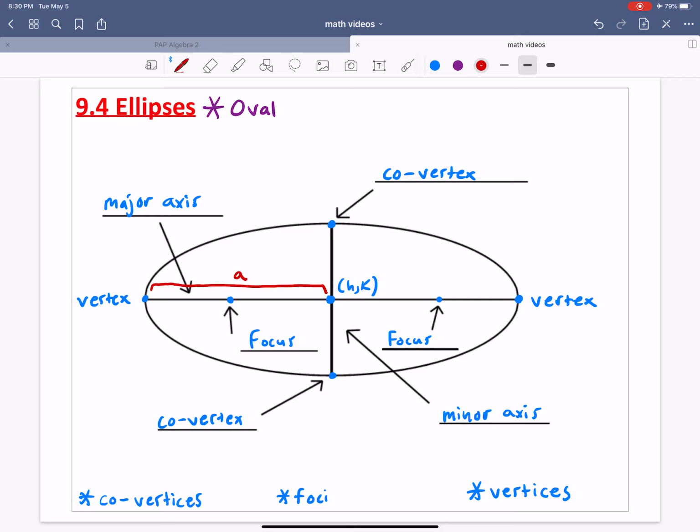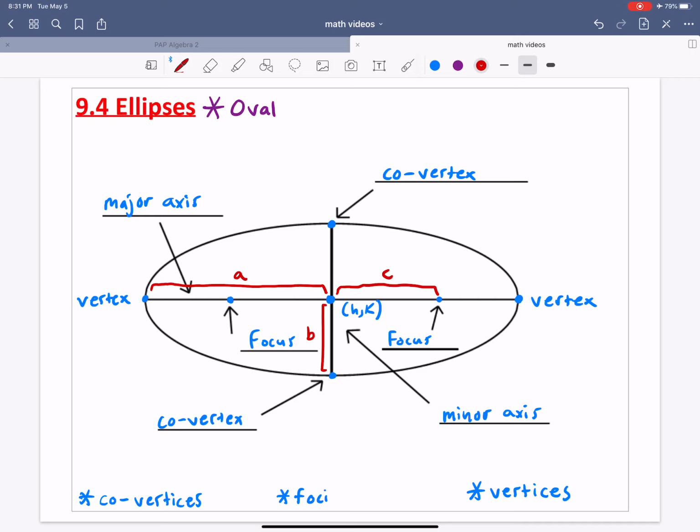The distance between the center and a co-vertex is going to be b units. Again, I will teach you how to find that. And then lastly, the distance between the center and a focus point will be c units.